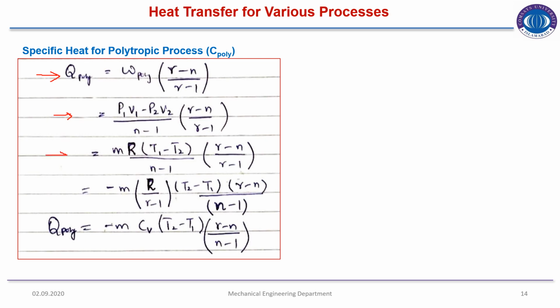So, mR (T1 minus T2) over (n minus 1) into (gamma minus n) over (gamma minus 1). Now what we have done here is that we have changed the position. We have taken the minus sign out and you see that T2 and T1 are interchanged.